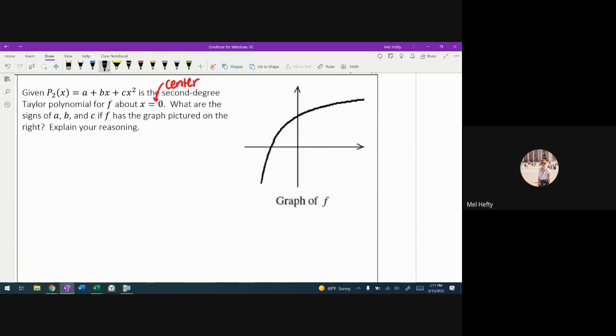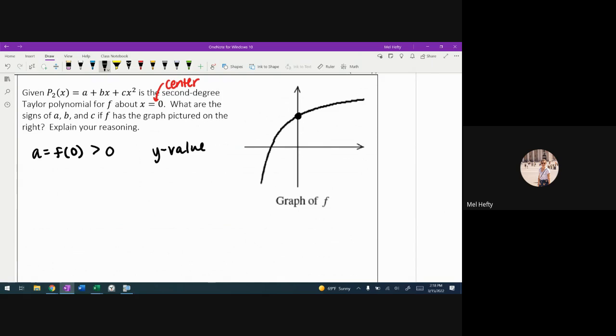So let's talk about A, B, and C. I'm asking you to find, with the graph of f and this random polynomial, what the signs of A, B, and C are. What do you think A represents? Actually, yes. Very lovely. This is going to be the y value of our function because that should be f of 0. So our intercept is going to be our A. Can you tell me the sign of that based on the graph? Positive. We're above the x-axis. So this is the y value.